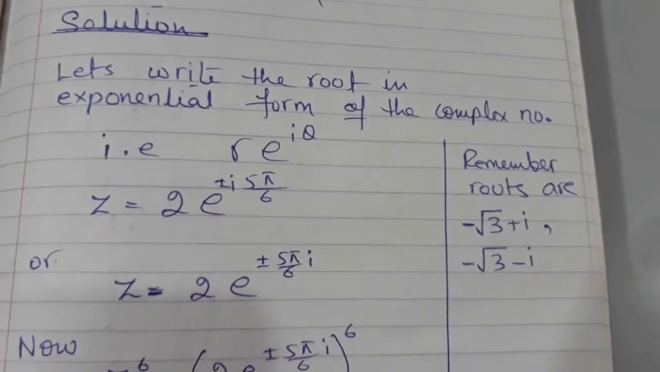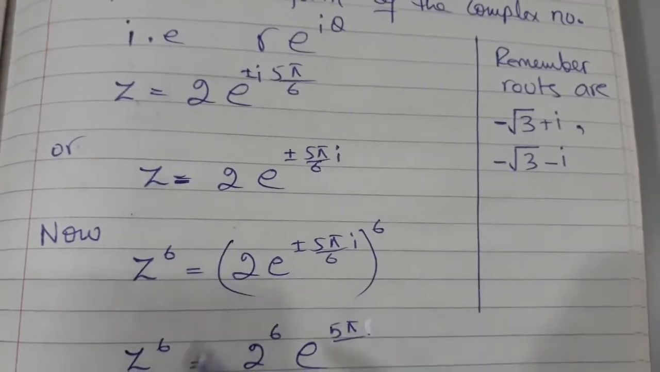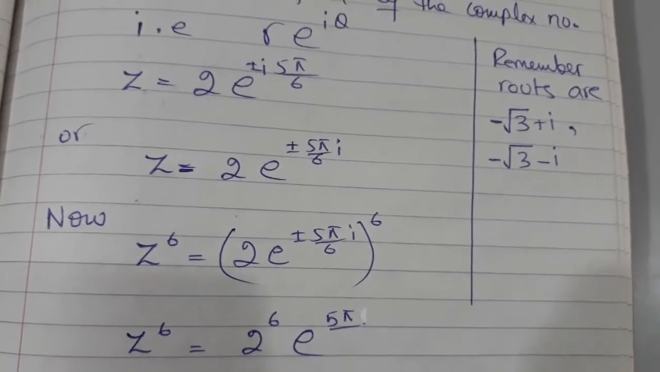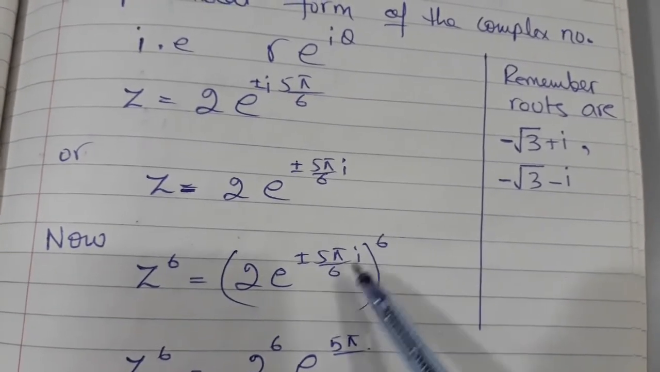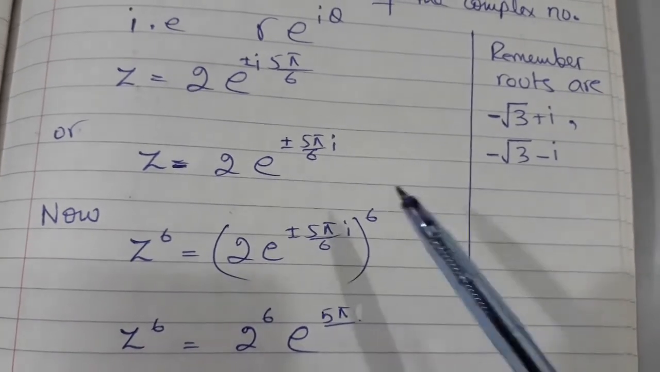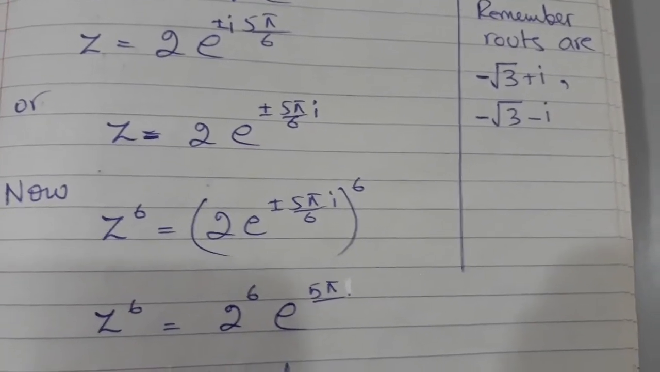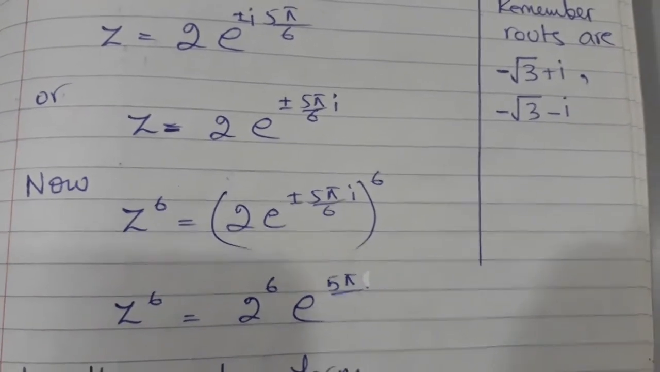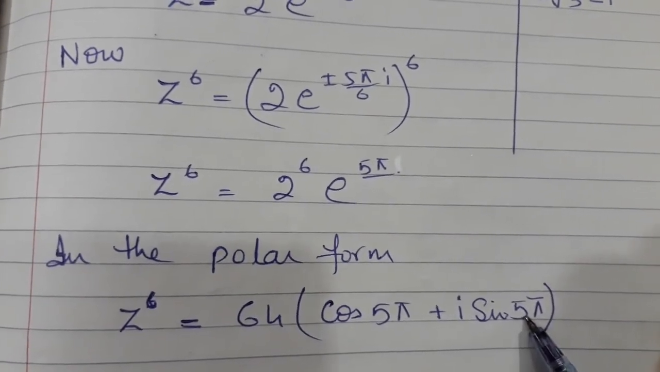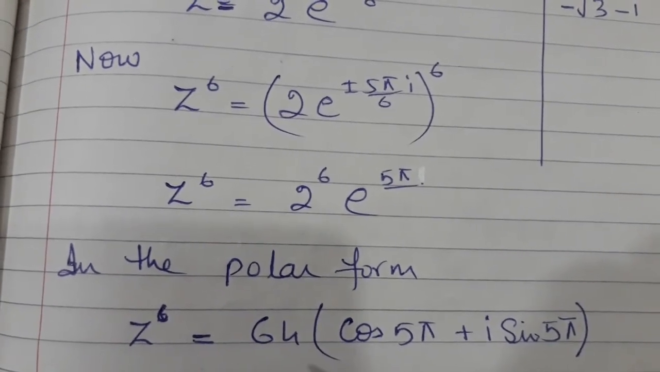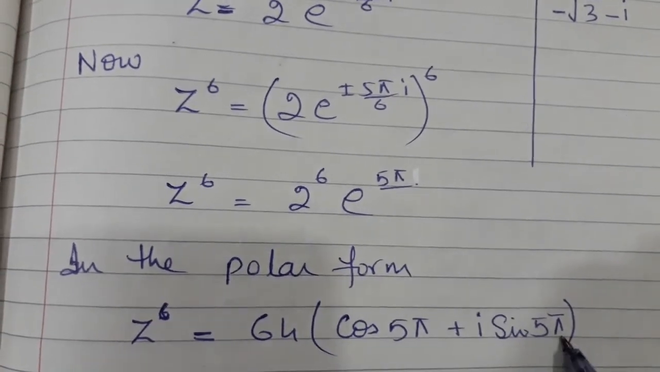Let's see. So when I plug in here, 2 power 6 will become 64, right? And e with this power and this power on top, 6 will cancel out and I will be left with this. Because it is an even number, plus minus will become what? Only plus. Agreed? Because an even number changes the negative sign into positive. So now if I write this in the polar form, it means this is the question. Now because polar form is r cos theta plus iota sin theta, I have changed this question into this form.